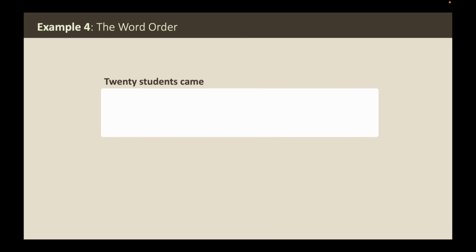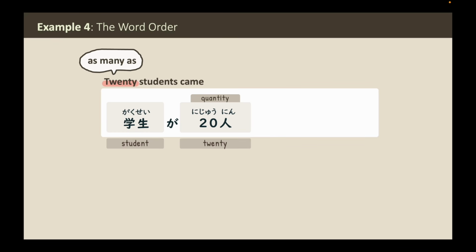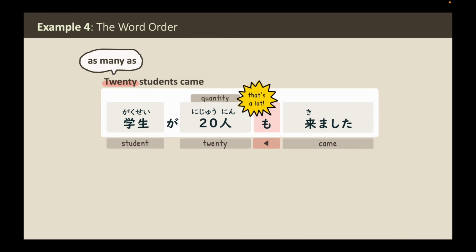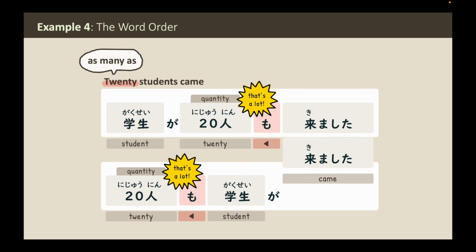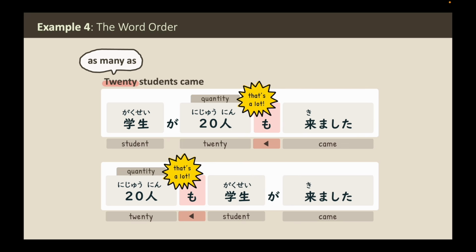Let's say there was a party and 20 students came. If you didn't expect that many people to come, you might say 20 students came, or as many as 20 students came. How would you say it in Japanese? 学生が20人も来ました. In case you're wondering, the quantity doesn't have to be right before the verb. So, 20人も学生が来ました is perfectly fine too, as long as も comes right after the quantity.